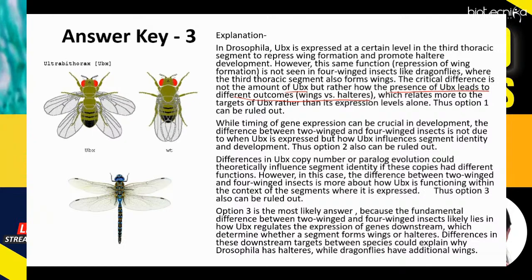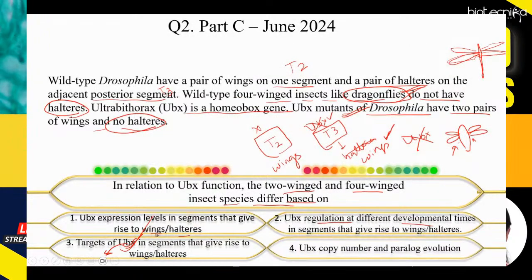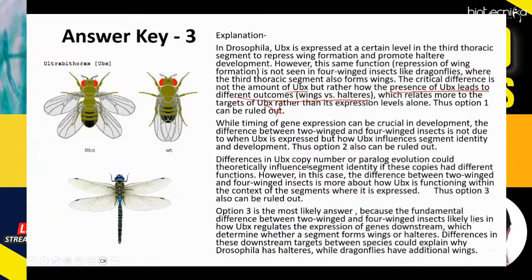So that is why option 1 can be ruled out. Option 1 says that UBX levels will give rise to the difference in expression level. It's not really the expression level. It's about what it will target.